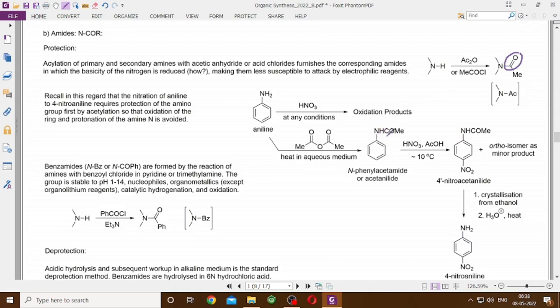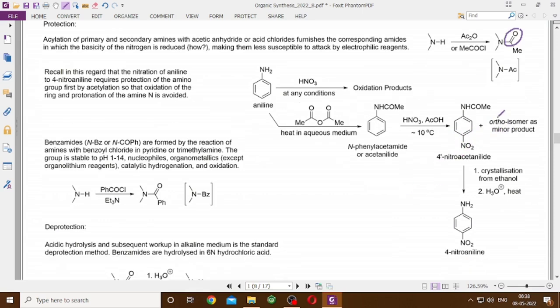So you nitrate at the 4' position or at the 2' position. Steric hindrance will ensure that the 4' compound is the major product. Then you separate it by crystallization or some chromatographic technique, and then you hydrolyze. The removal of this amide will require you to hydrolyze this amide linkage, and after workup you will get your 4-nitroamine.